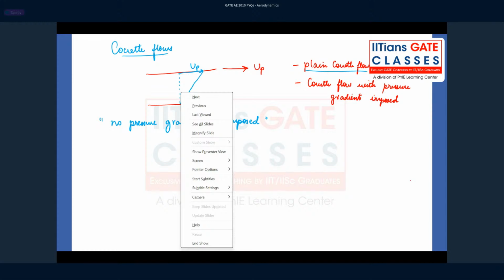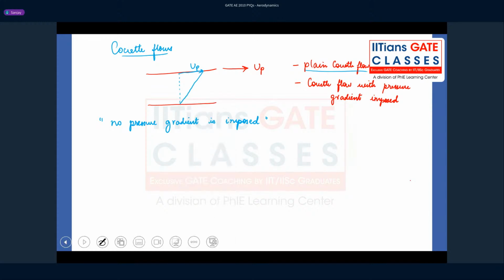What is the velocity at the bottom? Those who are watching the session can comment. What will be the velocity at the bottom? It will be zero, right? Because the flow has to follow the no slip condition.